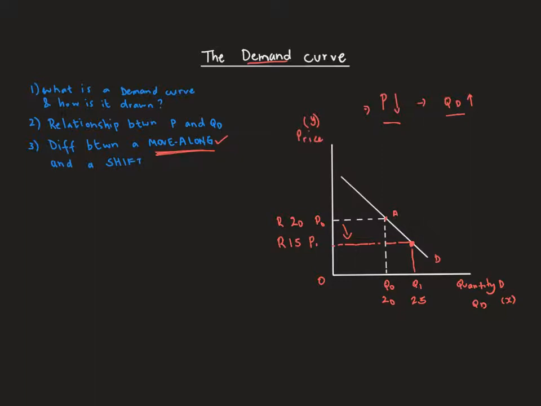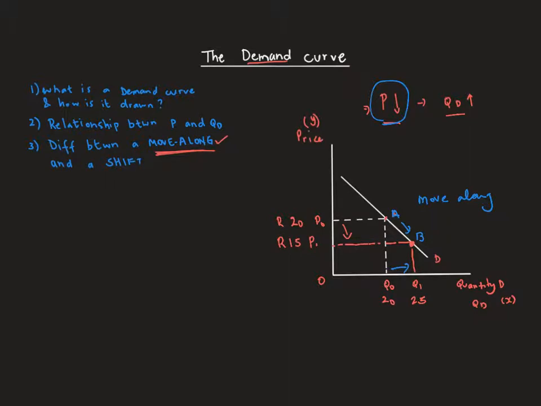That is shown as a movement from point A all the way to point B, causing a move along the curve. And as we know now, the only thing that causes a move along is the price. So moving from point A to point B shows a move along the curve, because when we decrease our price from 20 Rand to 15 Rand, we increase our quantity demanded from Q0 to Q1.